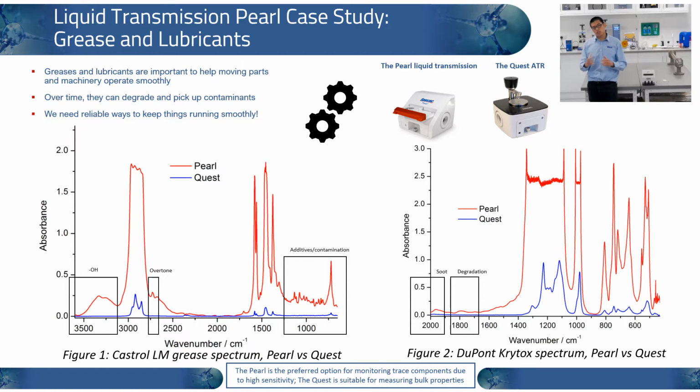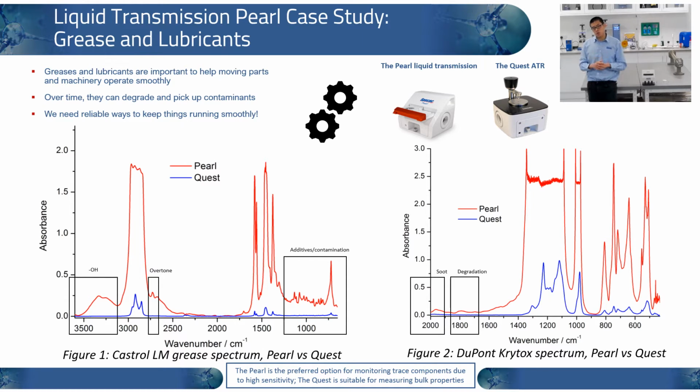And due to the high sensitivity of the Pearl, you see these trace components stand out compared to the blue spectrum, where a lot of these signals aren't showing up at all compared to the Pearl.